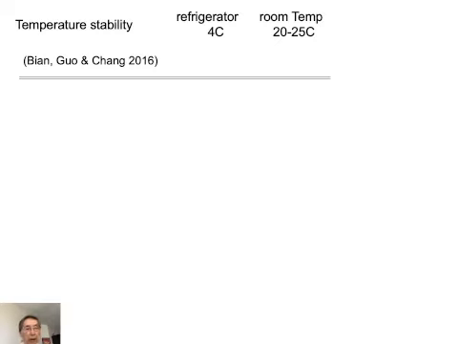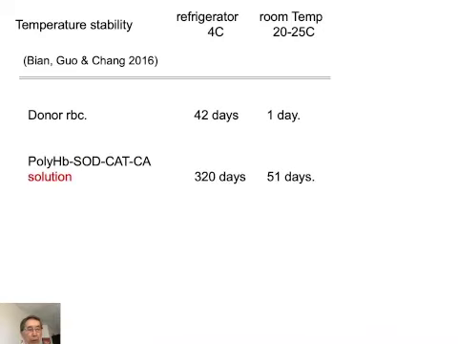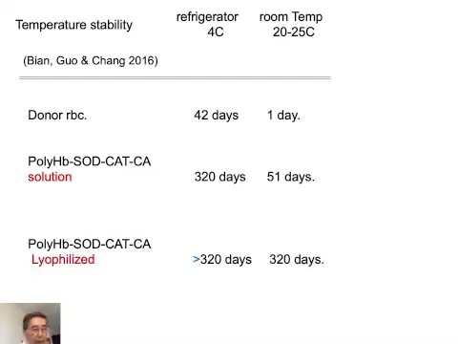The temperature stability is also important, at the fridge, 4 degrees, and room temperature. Donor blood: 42 days in the fridge, 1 day at room temperature. Polyhemoglobin, SOD with the enzyme, the 3 enzymes in solution: 320 days in fridge, 51 days at room temperature. But if you lyophilize it, you have more than 320 days, and you can have 220 days at room temperature. You can easily redissolve it before use.